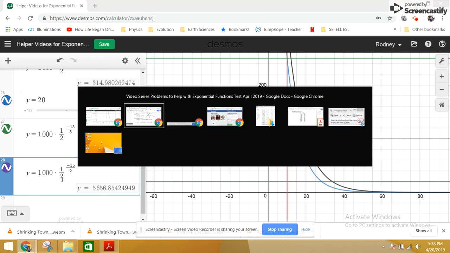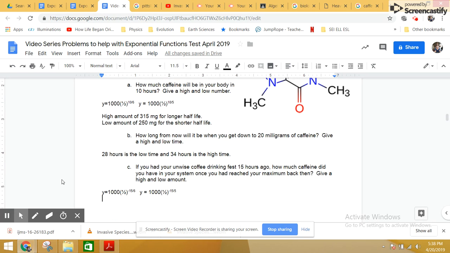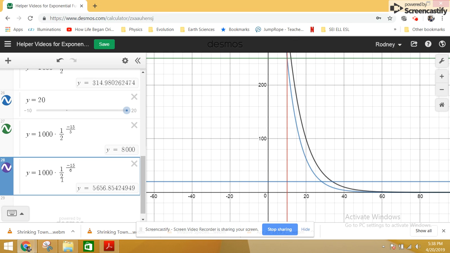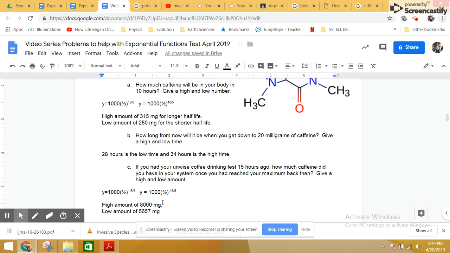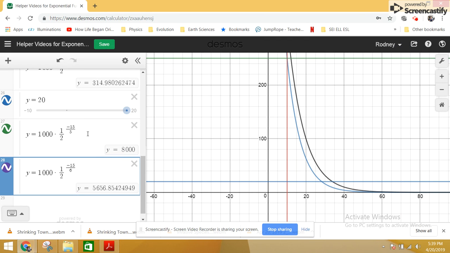So we go in here, say high amount of 8,000 milligrams, low amount of 5,657 milligrams. Double check that number. Yes, that's what I had rounded. And that's your answer.